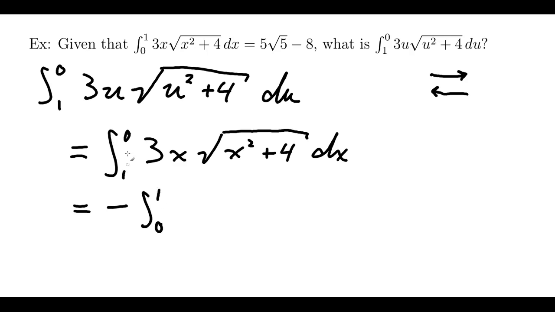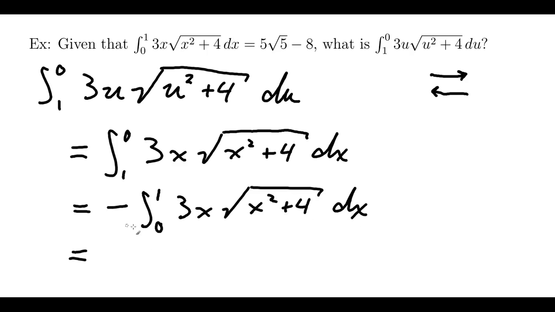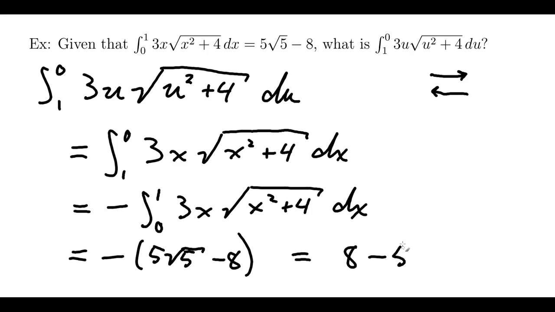We have the integral from 1 to 0. That is the negative of the integral from 0 to 1. When you switch the bounds, you negate the value of the integral. So we have 3x times the square root of x squared plus 4 dx. We are told what this integral is equal to. That is 5 radical 5 minus 8. So we have the negative of 5 radical 5 minus 8, and that will be 8 minus 5 radical 5.